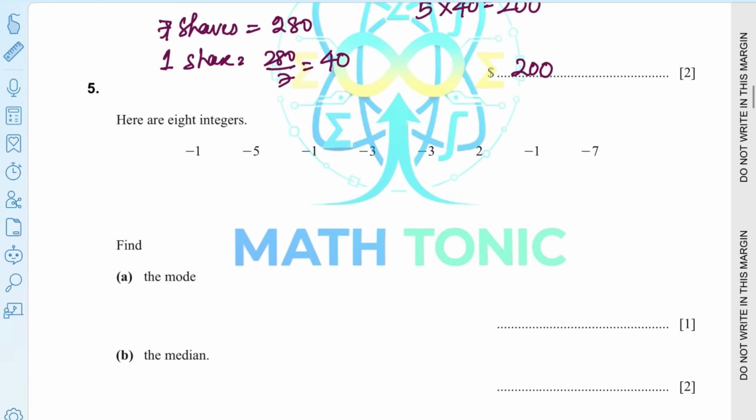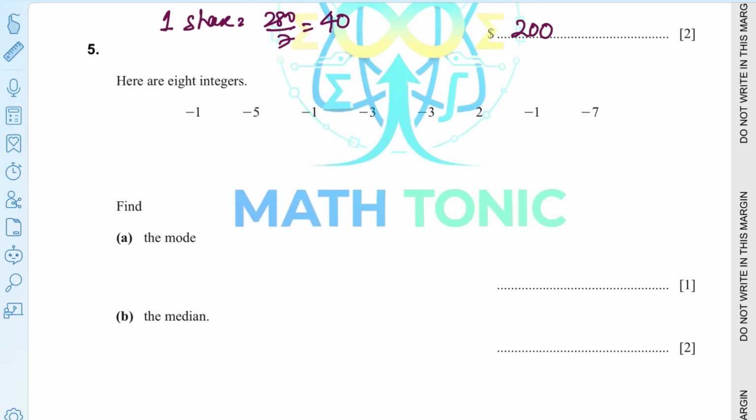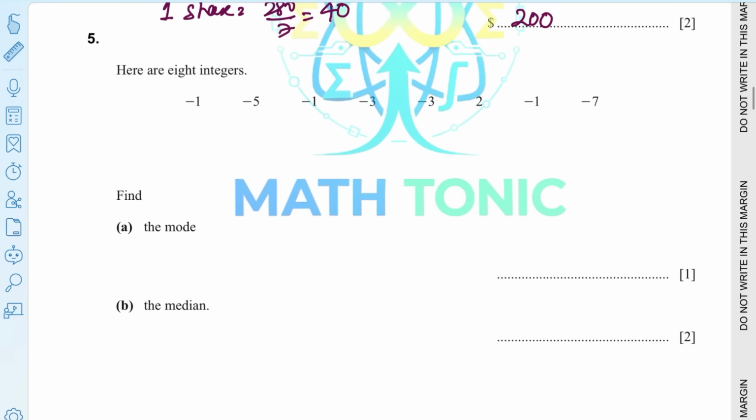Okay, question number 5. Here are 8 integers, right? And find the mode of this one. So how to find the mode? Remember, mode means the most repeated number in these digits. We can say here minus 1 is repeated thrice, so minus 1 is the mode, or we can say the most frequent number.